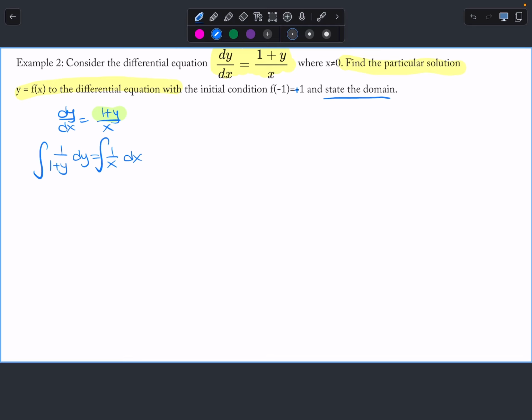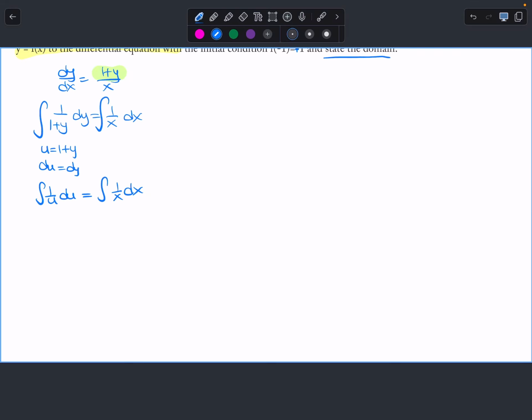Now, it looks like ln on the left-hand side, right? Technically it is. u would be equal to 1 plus y. du is equal to dy. So this is 1 over u du is equal to 1 over x dx. And when I take my antiderivative of 1 over u and 1 over x, I get ln's. So I get ln absolute value of u is equal to ln absolute value of x plus c.